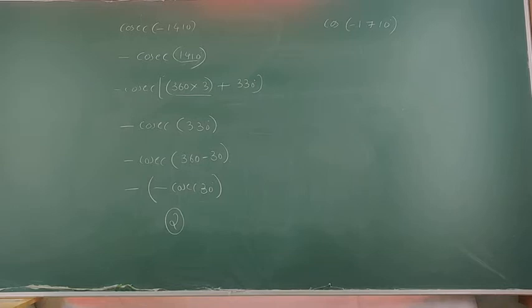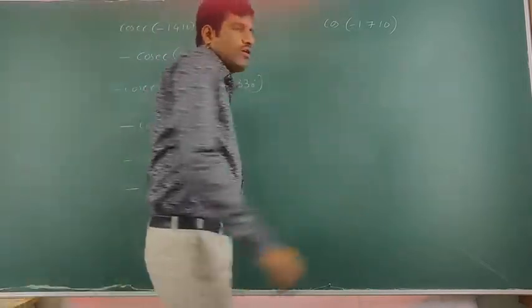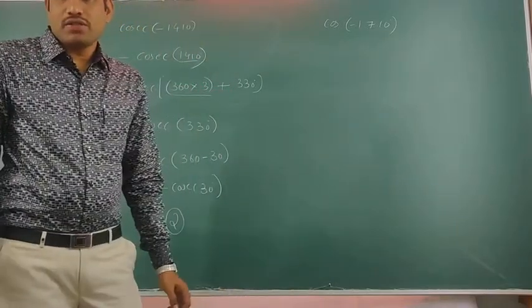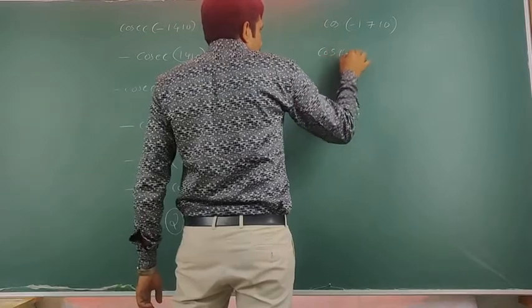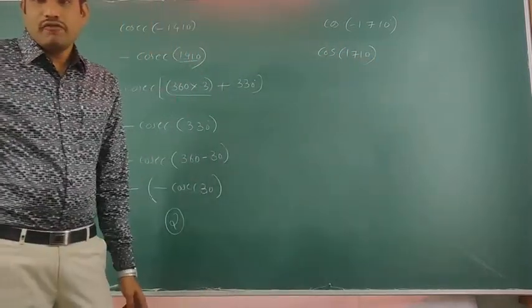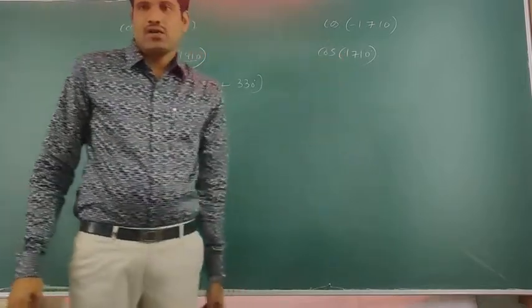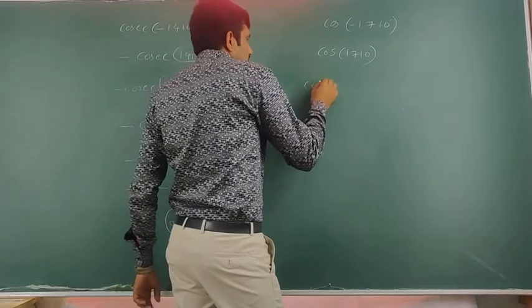See students, cos of minus theta. First here we have to apply cos of minus theta, right? What is cos of minus theta? Cos of minus theta is plus cos theta because in fourth quadrant cos is positive. Cos of minus theta is cos of 1710. Is it clear? First you have to apply cos of minus theta. Plus cos theta. Now divide by 360.